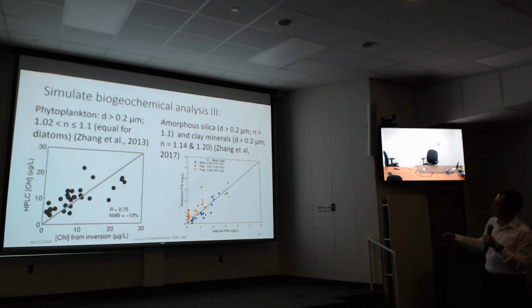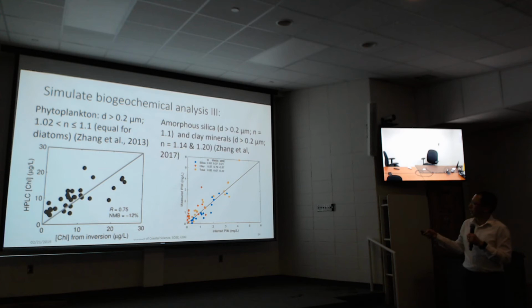And we can do something similar, but just look at different types of particles. Look at amorphous silica and clay mineral, estimate their mass concentration, and see agreement with the lab determination very well. So this is the other thing we can do.